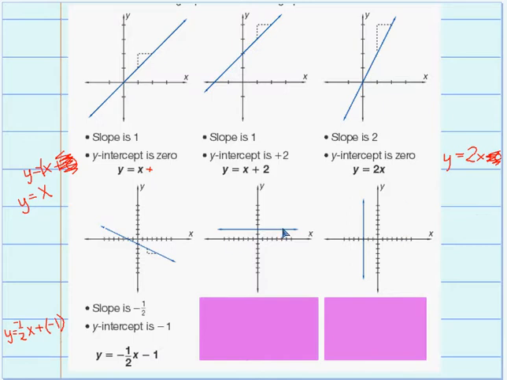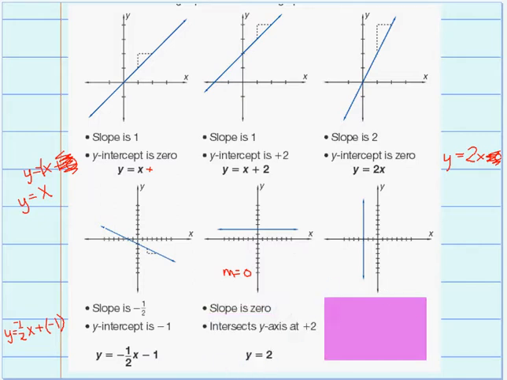Okay, this line here, it's a horizontal line, and you should know that when you have a horizontal line, your slope equals 0. And we cross the y-axis at the point 2, so if you put that together, you end up with y equals 2. Now, why is there no x? Well, if you put y equals 0x plus 2, 0 times x ends up being nothing, so we don't put that on there. So it ends up being just y equals 2.